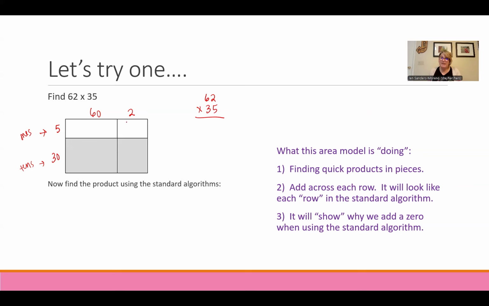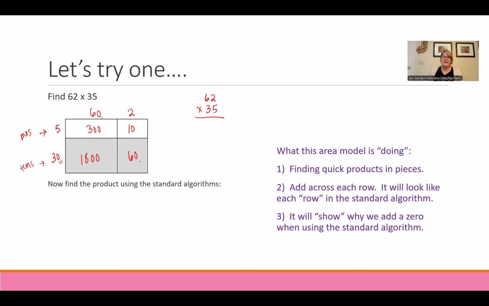So once we have it set up, we're going to go ahead and find these 4 small products. So 4 partial products. So 2 times 5, 60 times 5. So 6 times 5 is 30. Add a 0, 300. Next row. 2 times 30, 60 times 30. So 6 times 3 is 18. And we're going to add 1 zero and one more zero, so 2 zeros.